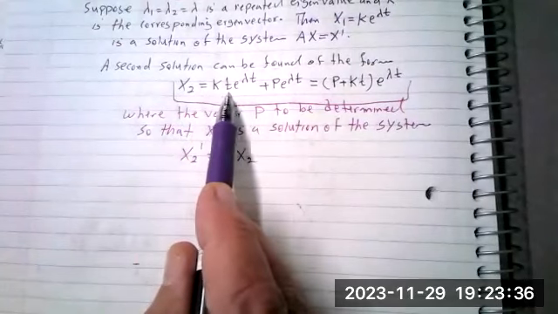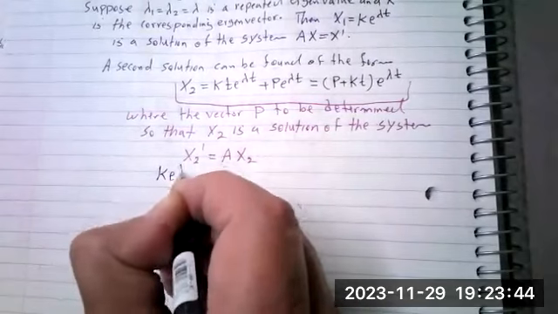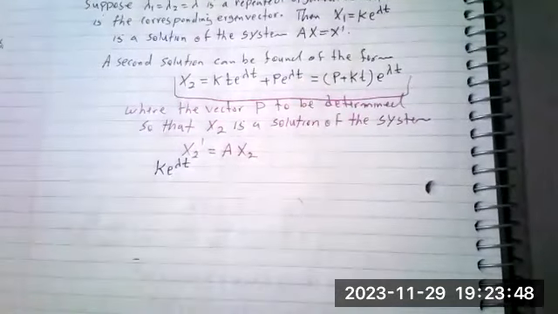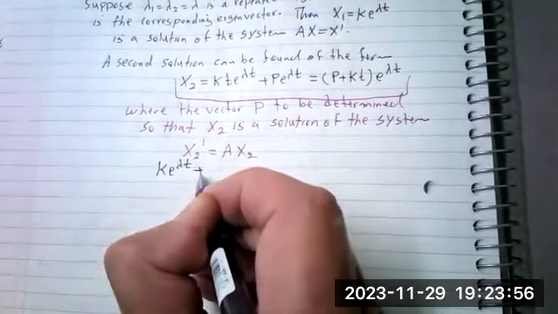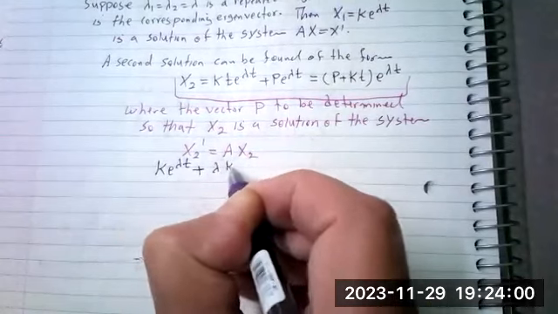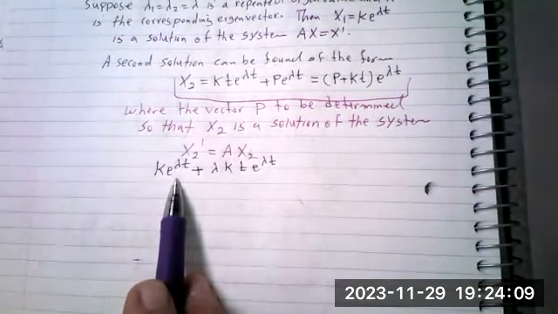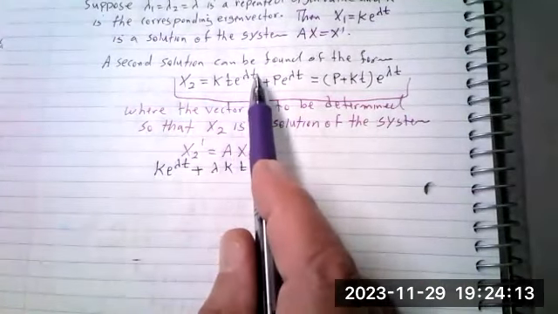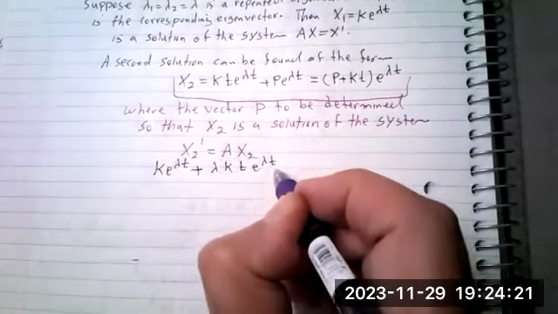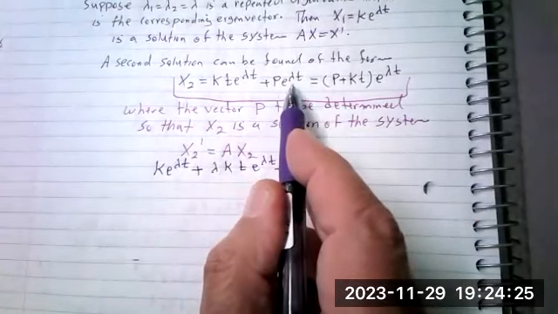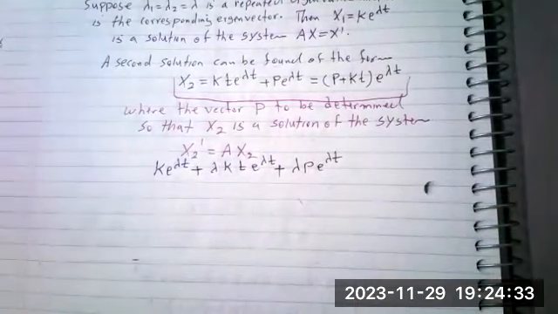What's going to be the derivative? For the first term, you have to use the product rule. k is a number, of course. Derivative of the first times the second, plus the first times the derivative of the second. So it's going to be k e to the lambda t, plus lambda k t e to the lambda t, since the derivative of e to the lambda t is lambda e to the lambda t. Plus the derivative of the other term: p is a constant, and the derivative of e to the lambda t gives lambda p e to the lambda t. That would be x2 prime.